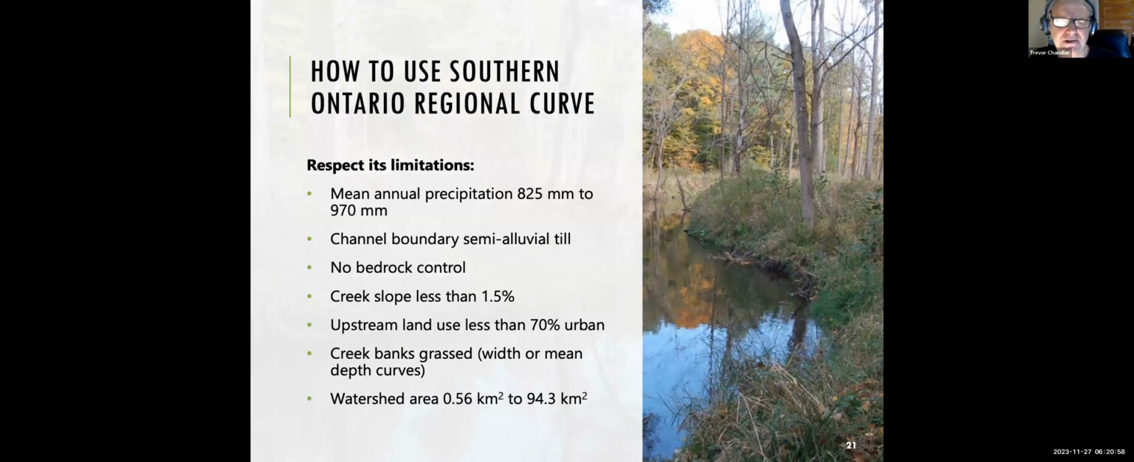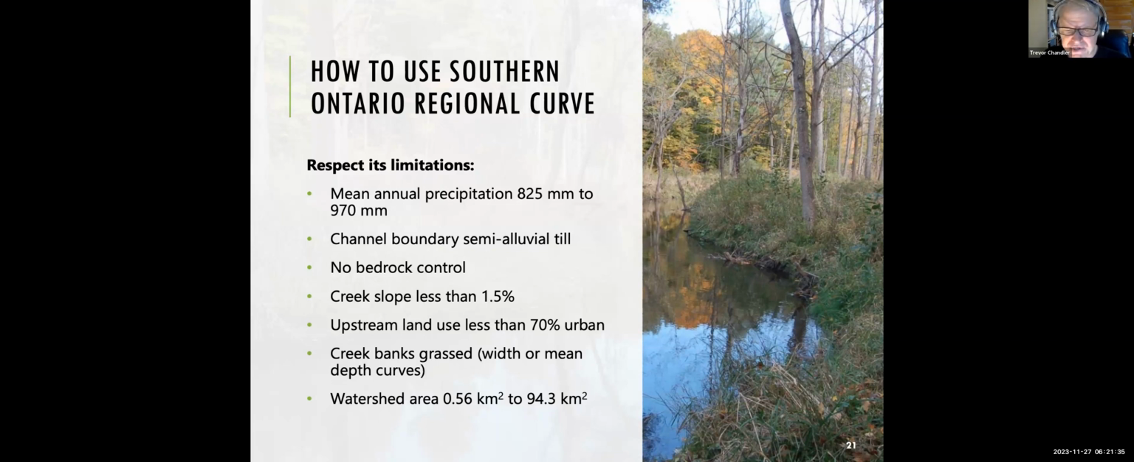So in Southern Ontario, here are some of the takeaways from all of the data that we collected, some of the limitations of the curves here. The different sites that we measured in the field were in a range of different precipitation amounts, going from 825 up to 970 millimeters, which again is about 30 to 40 inches of rain per year. So that's that application area.